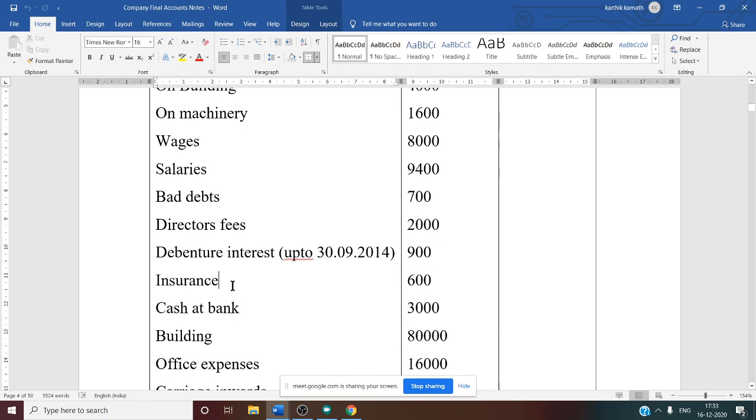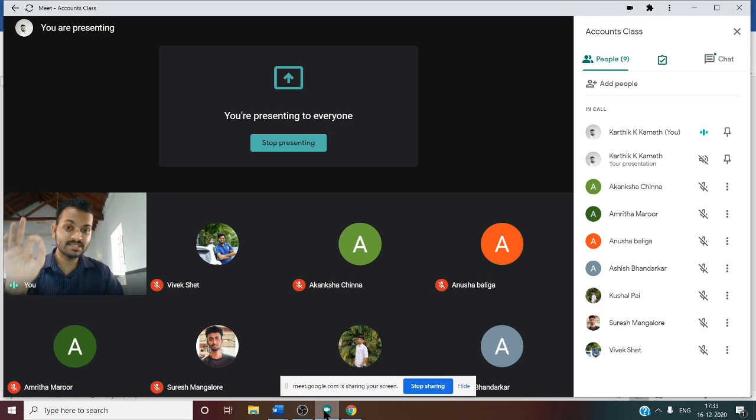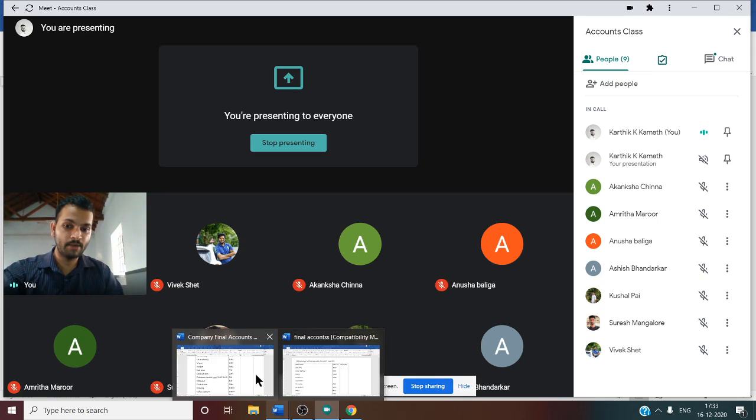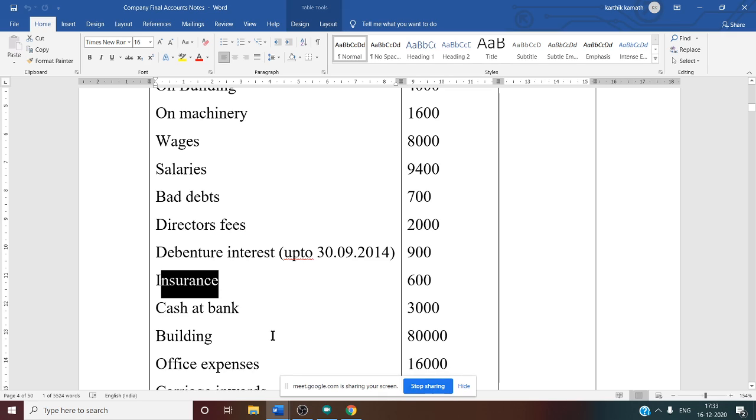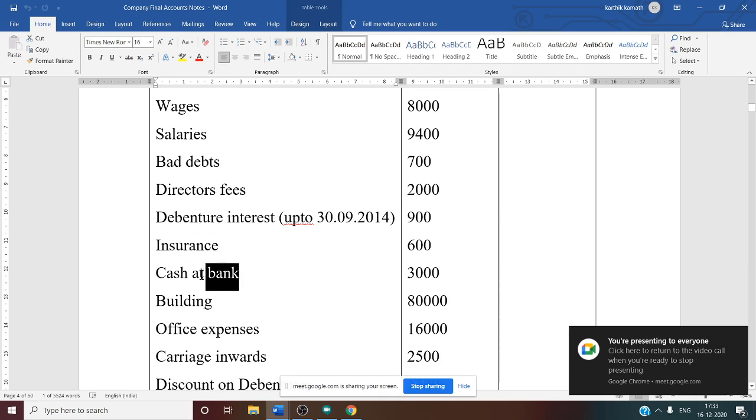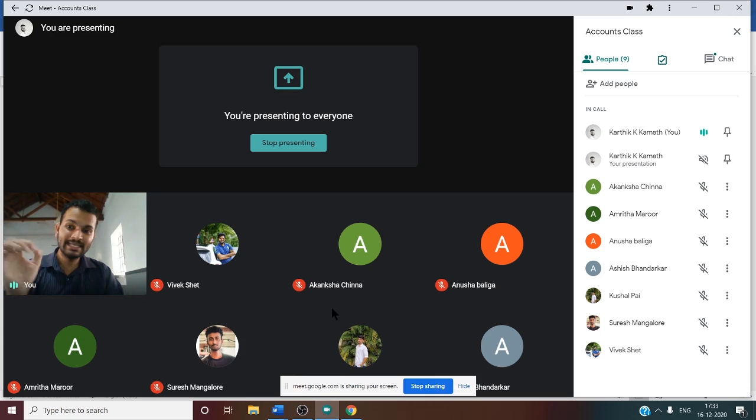Then insurance. Insurance, where will it come? Insurance is other expense. Other expense means working note number 30. You have to show insurance. Then cash at bank. This is very simple. Cash at bank, if you see the format, you can easily tell where it will appear.